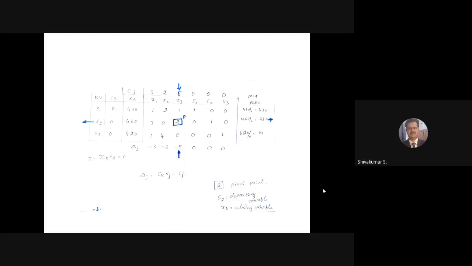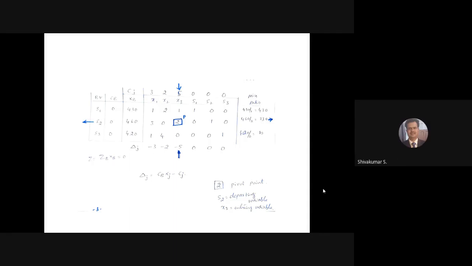The x1 values are multiplied by the Cb values. Delta j is equal to Cb into Xj. Xj means the first column, the x1 column. 0 into 1 plus 0 into 3 plus 0 into 1 minus Cj, that gives minus 3. You got the minus value now in the first column, minus 3.